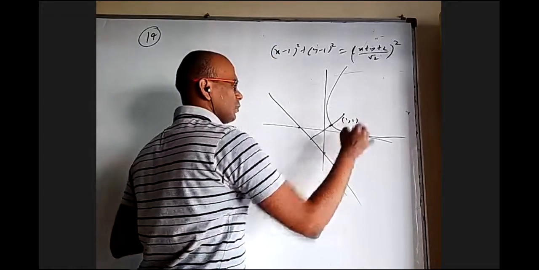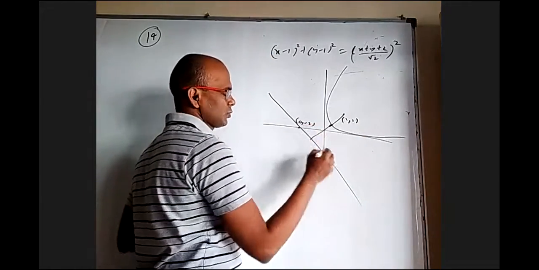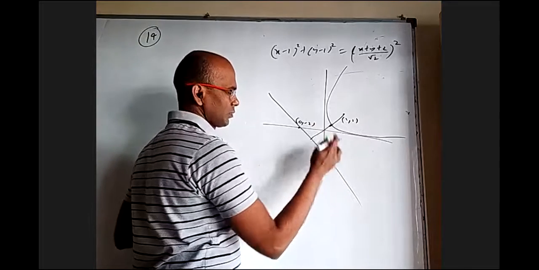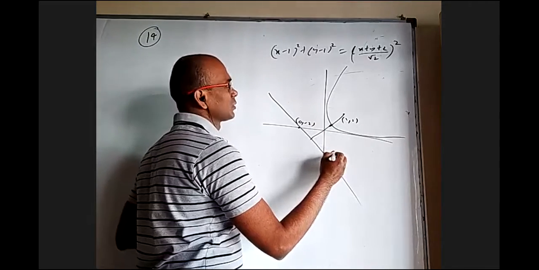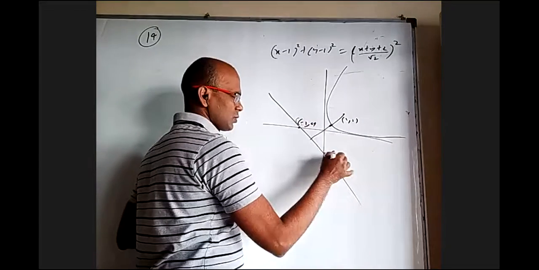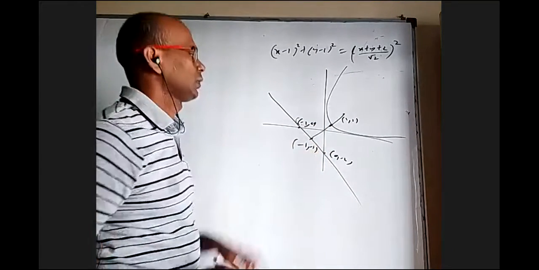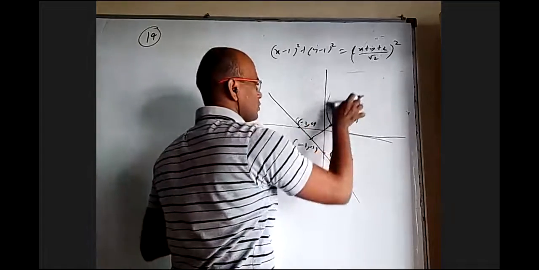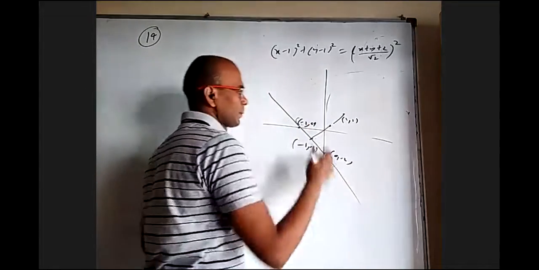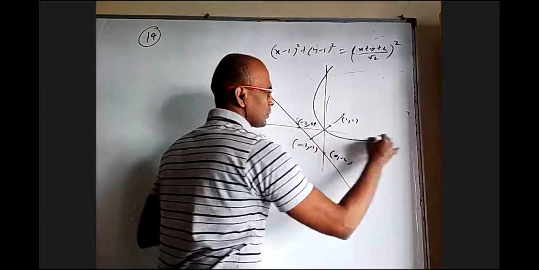Focus 1 comma 1. This is 0 comma minus 2. The vertex is the origin only. This is minus 2 comma 0. This is 0 comma minus 2. This is minus 1 comma minus 1. The midpoint of these two is the origin only. So the parabola is like this.